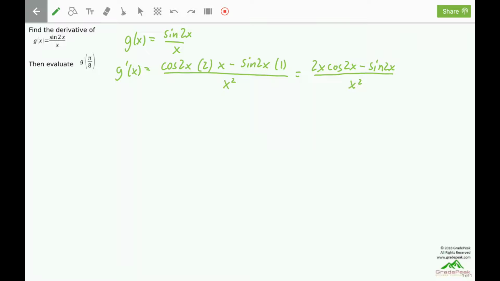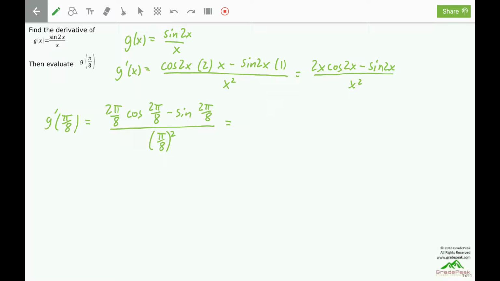The next thing to do is evaluate g prime of pi over 8. g prime of pi over 8 means to plug a pi over 8 in for each of the x's. So that means we have a 2 times pi over 8, the cosine of 2 pi over 8, minus the sine of 2 pi over 8, all divided by pi over 8 quantity squared.